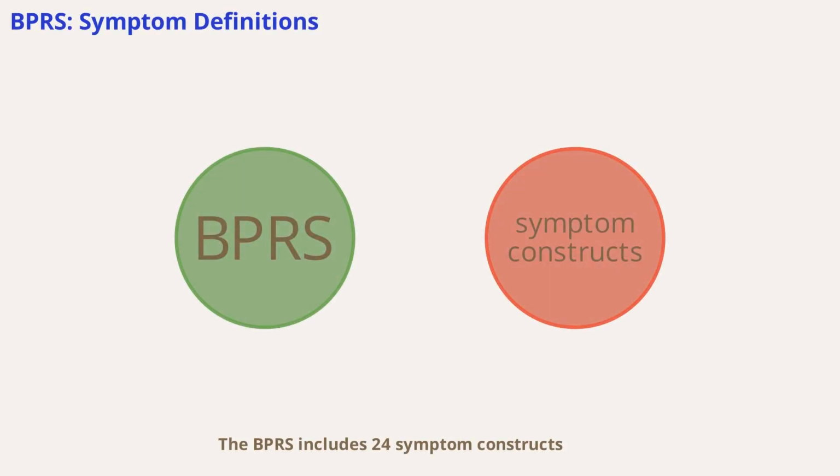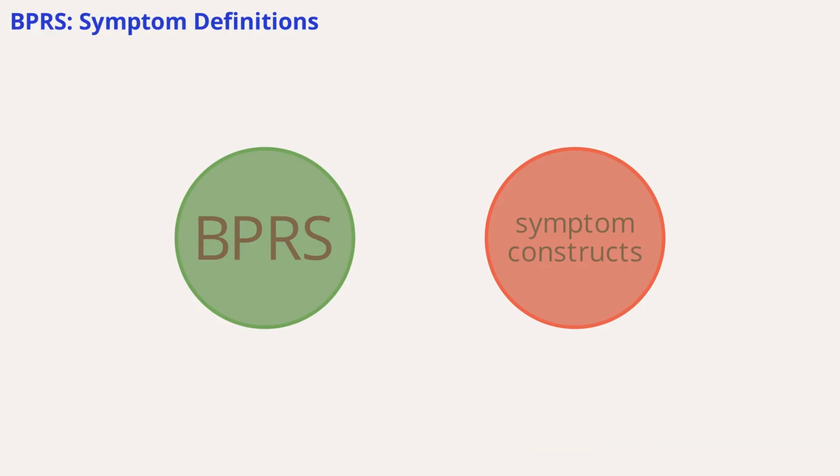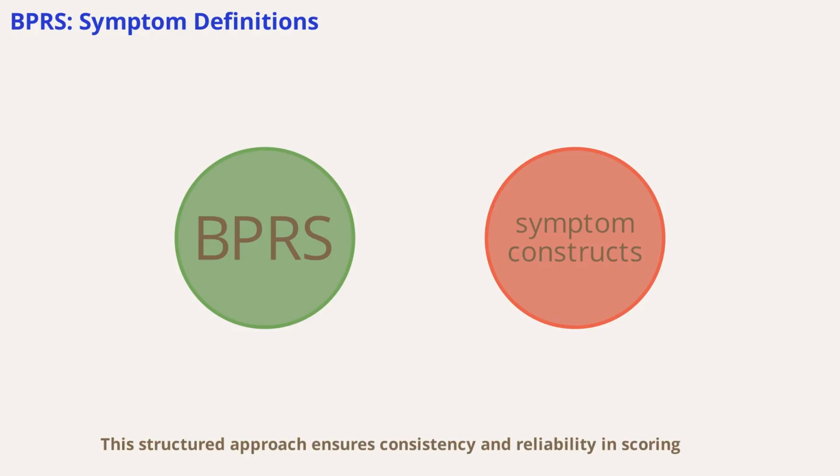BPRS includes 24 symptom constructs, each with specific definitions and rating anchors. Symptoms like somatic concern, anxiety, depression, suicidality, guilt, hostility, and others are rated based on self-report and observed behavior. Each symptom is scored from 1, not present, to 7, extremely severe, with clear guidelines for each level. This structured approach ensures consistency and reliability in scoring.